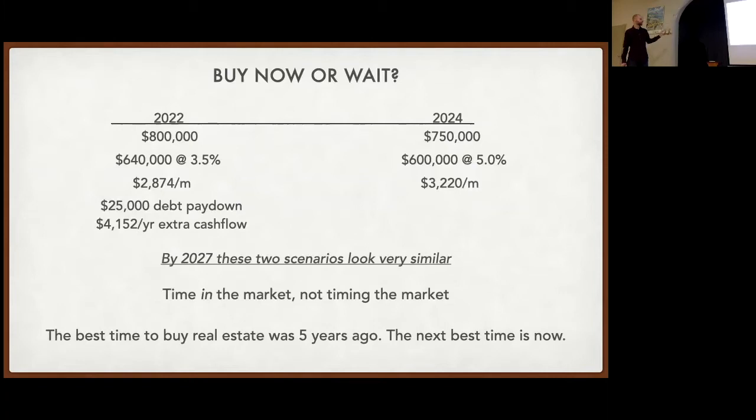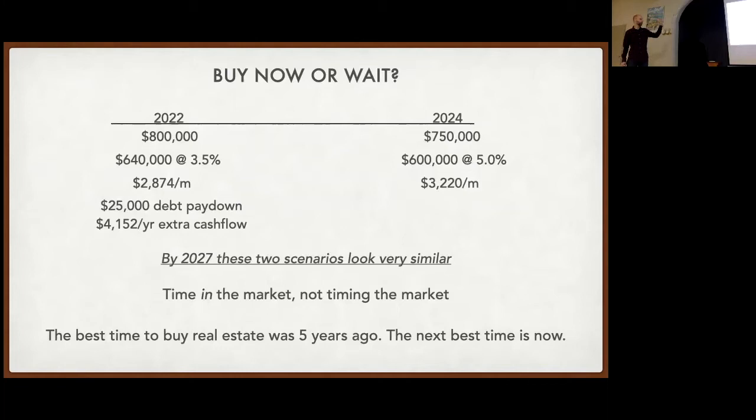So that $4,000 cash flow is not only going to be for the next 2 years, but it will be continuing after that into 2024, 2025. So that reduces, again, that offset between the $800,000 purchase price and the $750,000 purchase price.